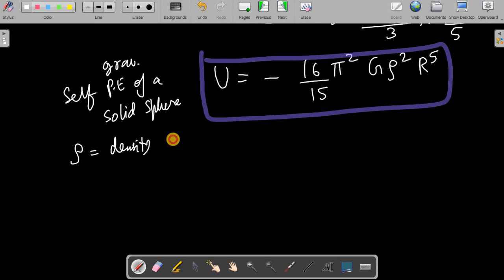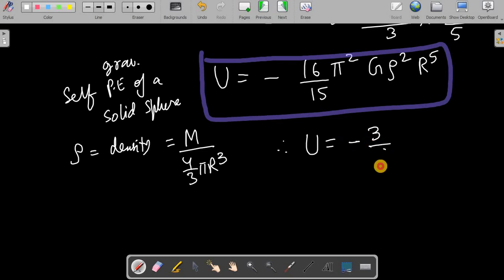Now this rho can also be put in terms of mass. Density is equal to mass by volume, 4 by 3 pi capital R cube. You can substitute that and simplify. After simplifying this it will become minus 3 by 5 G M square by capital R.